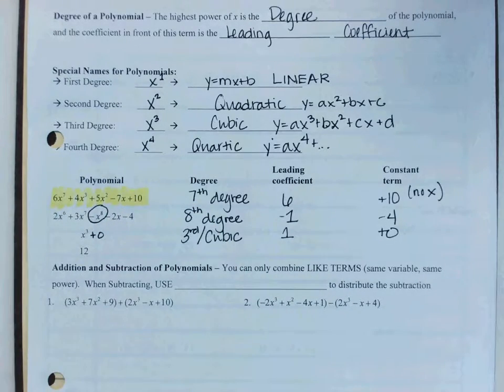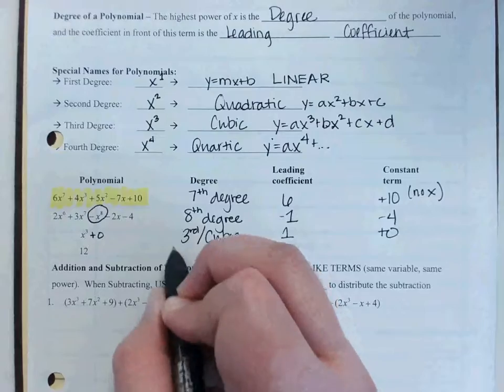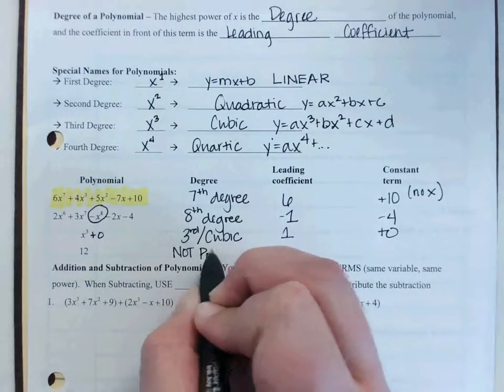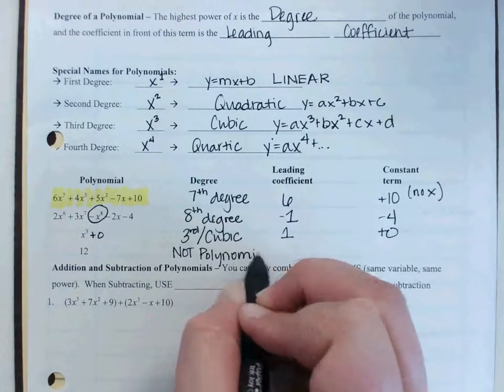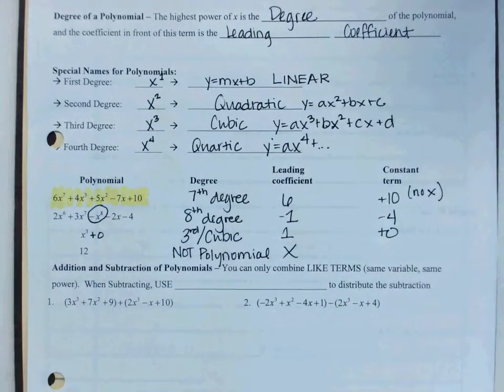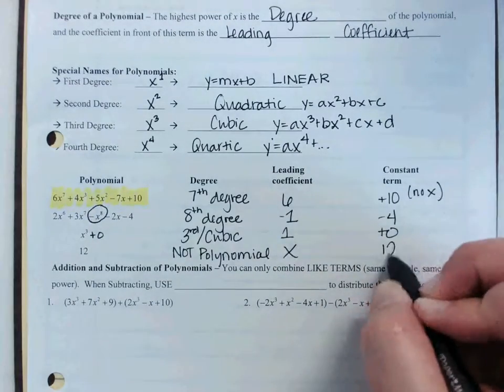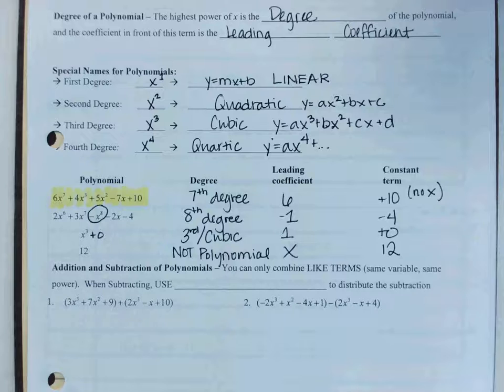What if there's no degree? Okay, good question. If it's just a number, is it a polynomial? No. It doesn't have a leading coefficient, but it does have a constant of 12. So if there are no x's, that is not a polynomial anymore. That's a constant only. Okay?